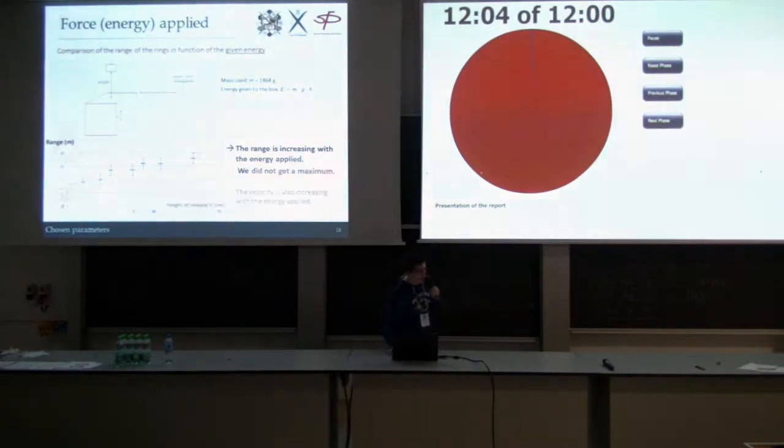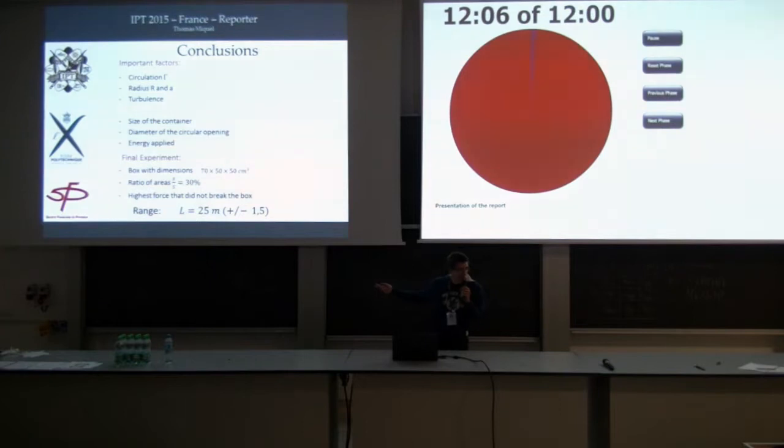The time is up, please make conclusions. So, to conclude, the important factors are the circulation gamma, the radius, and the turbulence, and the parameters we can tune are the size of the container, the diameter, and the energy applied. And we made the final experiment with those parameters, with those dimensions, the ratio of the areas, and the highest force that did not break the box, and we obtained this range. Thank you.